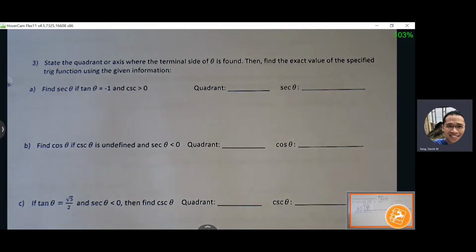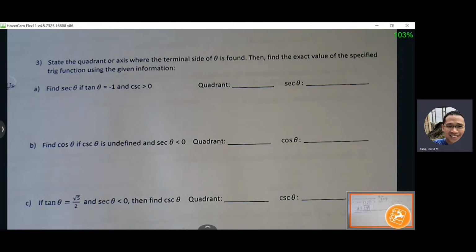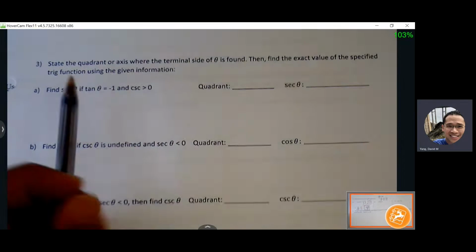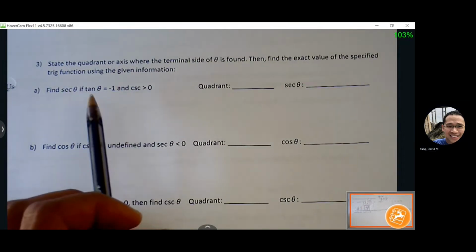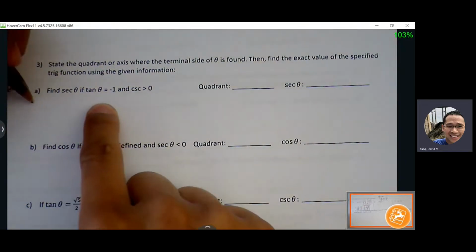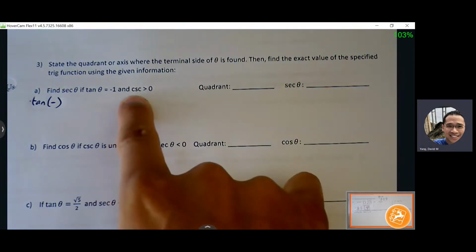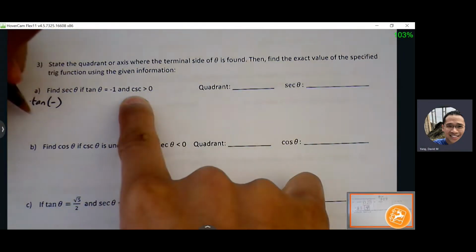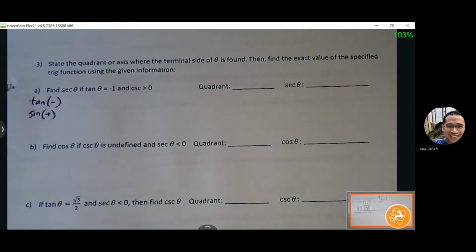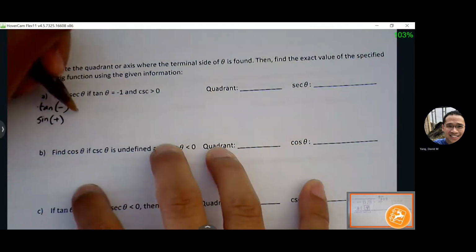All right, let's look at number 3. Everybody go with 2? Okay, number 3, it says state the quadrant. It says tangent is -1. Cosecant is related to sine, so I'm going to say sine is positive. Yes. So tangent is negative and sine is positive.